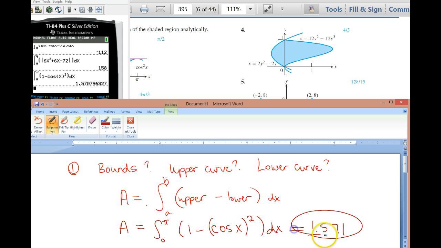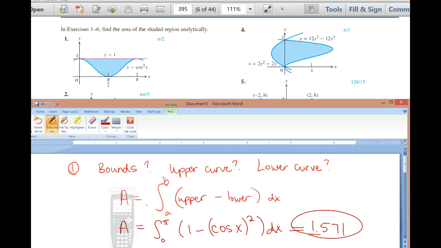It's fine with me. You can write all of your answers just to 3 decimal places, since I'm letting you use your calculators on everything. 395. Good?